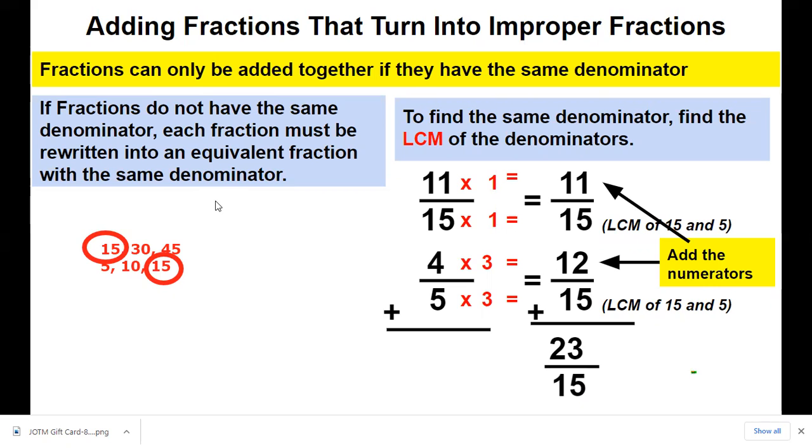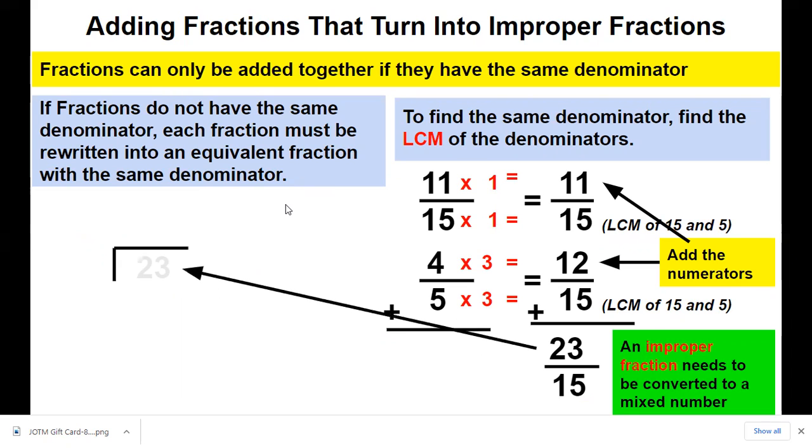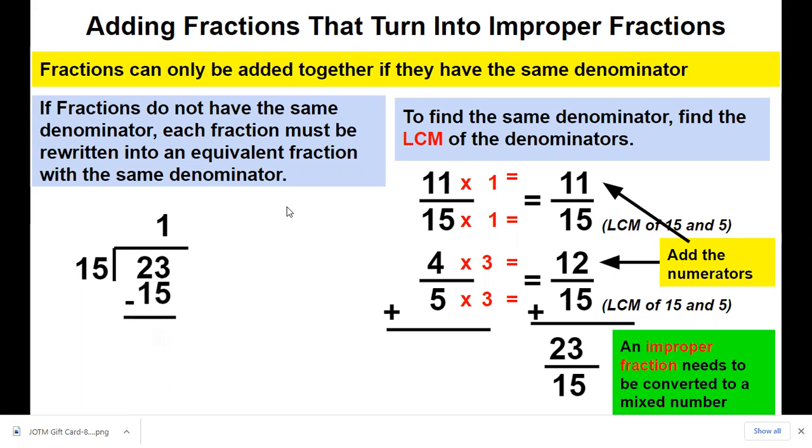However, I now have an improper fraction because 23 is bigger than 15. So now I divide, put my little division sign there. What number goes on the inside? Yes, 23. What number goes on the outside? Yes, 15. Now how many 15s go into 23? Just 1, right? If I was to times 15 by 2, I would get 30, and then I would be over. So 15 times 1 is 15. Now I subtract 23 minus 15, and I get 8.